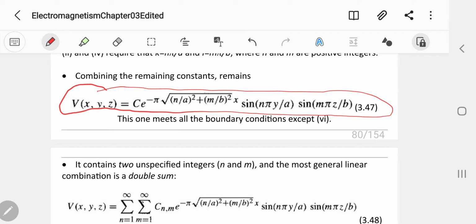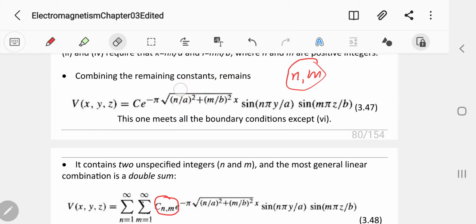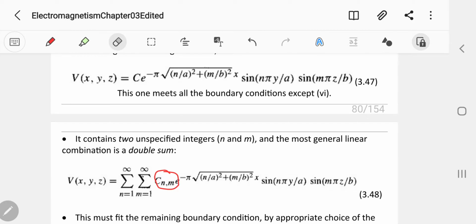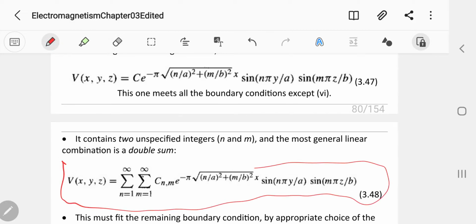So we will have that solution. And again, in this case, you have n, you have m as the determinant of your constant c. So it's dependent now on two numbers, n and m. Therefore, you can write a general linear combination, and it will be a double sum of n and sum of m. So here's the form of your general linear combination solution. So that's it. That's the solution.